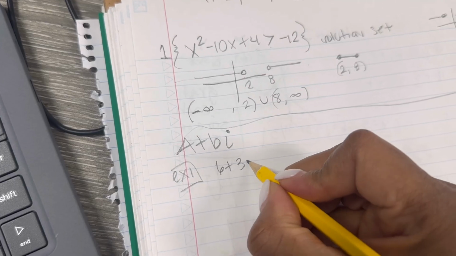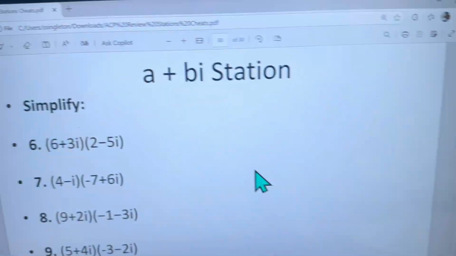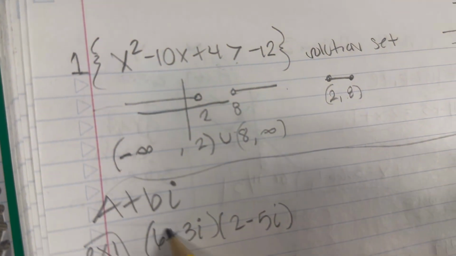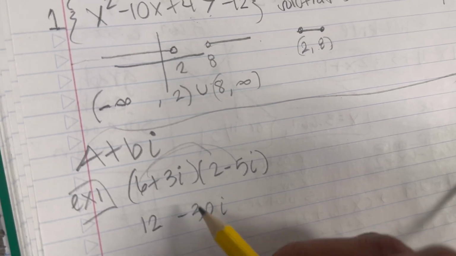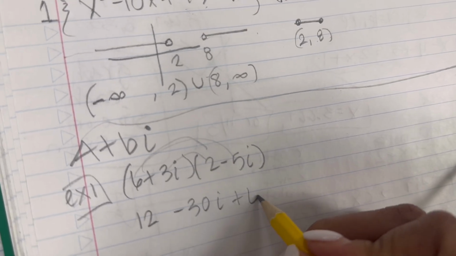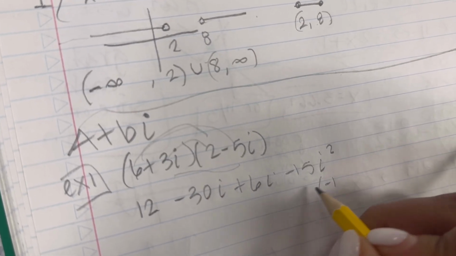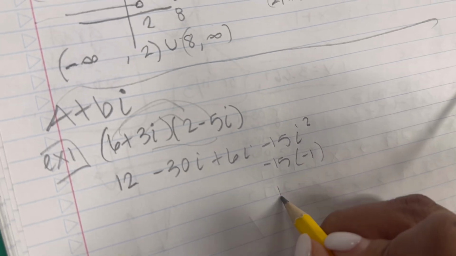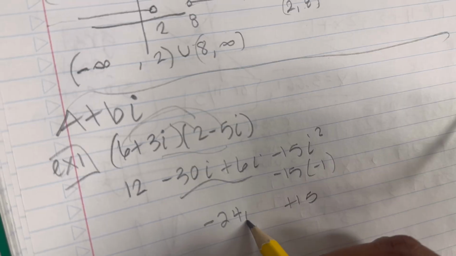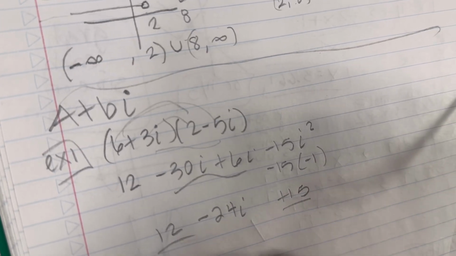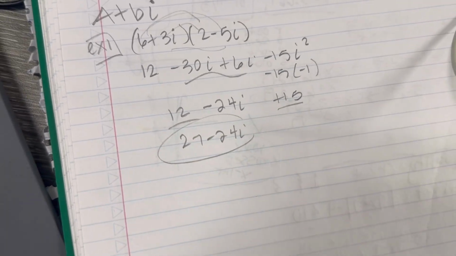6 plus 3i times 2 minus 5i. Now, you're more than welcome to do it by hand. 6 times 2 is 12. 6 times negative 5 is negative 30i. 3 times 2 is plus 6i. 3 times 5 is negative 15i squared. That's negative 1. Bring that down. That ends up being a plus 15. That's a negative 24i. 12 plus 15 is what? 27. So that's one way to do the thing by hand, right?